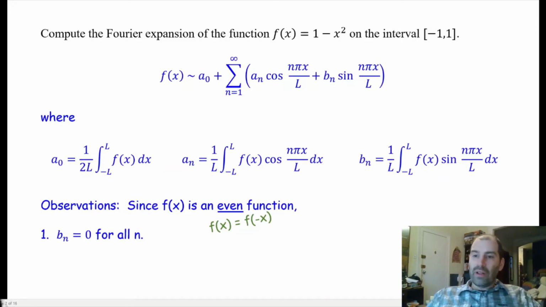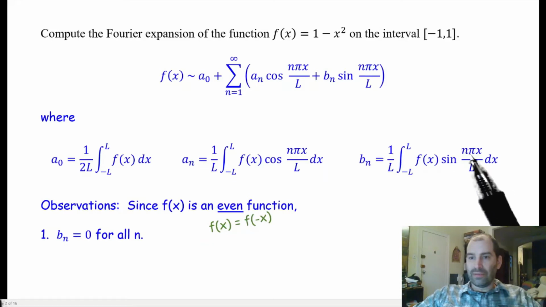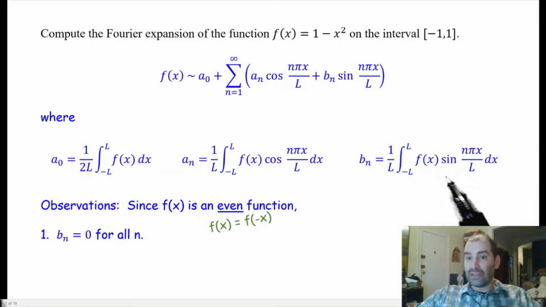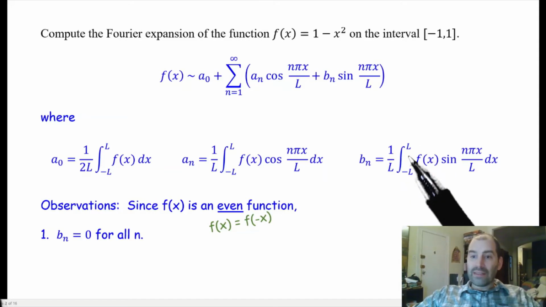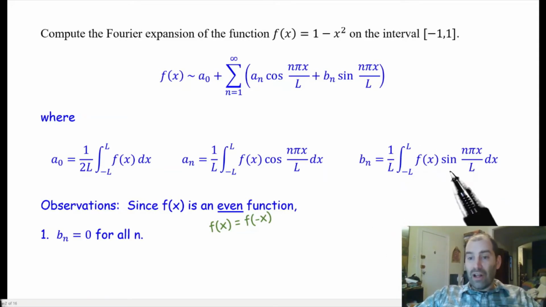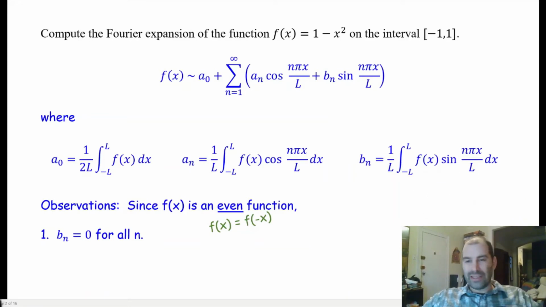Why is that? Well, if you look at the integral for bn over here, bn involves multiplying our function times sine of this stuff. Well, sine is an odd function. If you multiply an even function times an odd function, you get an odd function. So this is an odd function in the integral. We're integrating from minus L to L. Well, the integral from minus L to L of any odd function at all will always be 0. That's a calculus 2 trick that is really good to know. If you integrate any odd function from minus L to L, you get 0. So that makes bn 0.